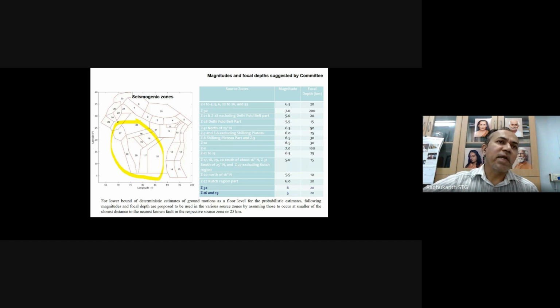So what the committee recommended was, in the shield region, especially where data is very less, we also do deterministic hazard analysis. This was also done for entire India. In this DSHA also, the magnitudes were computed, what we call the maximum frequent earthquake. This also has been estimated by the committee, and then the focal depth and other things have been assumed.